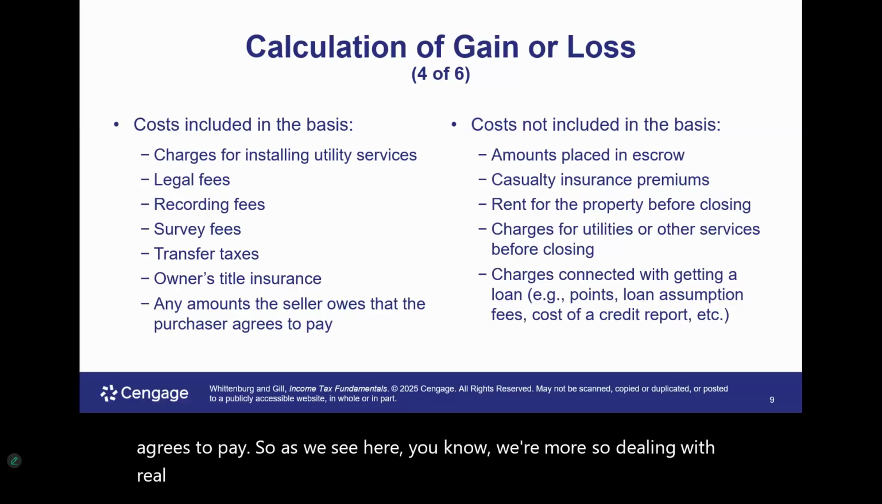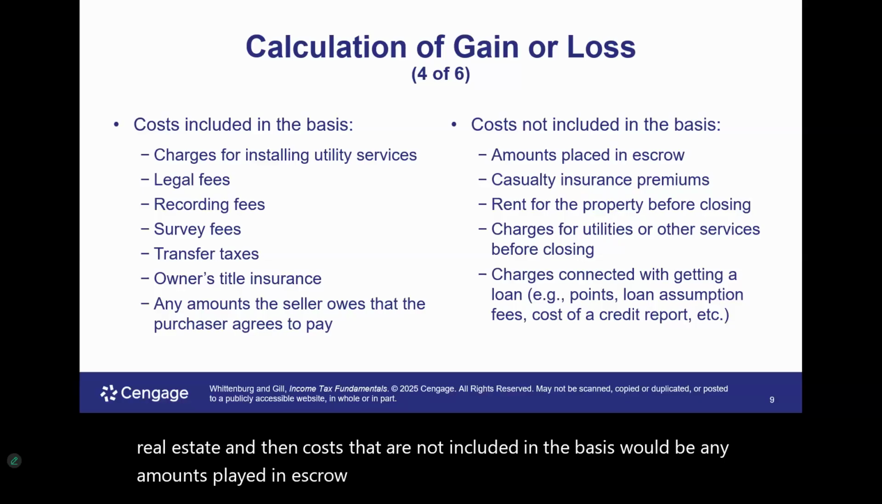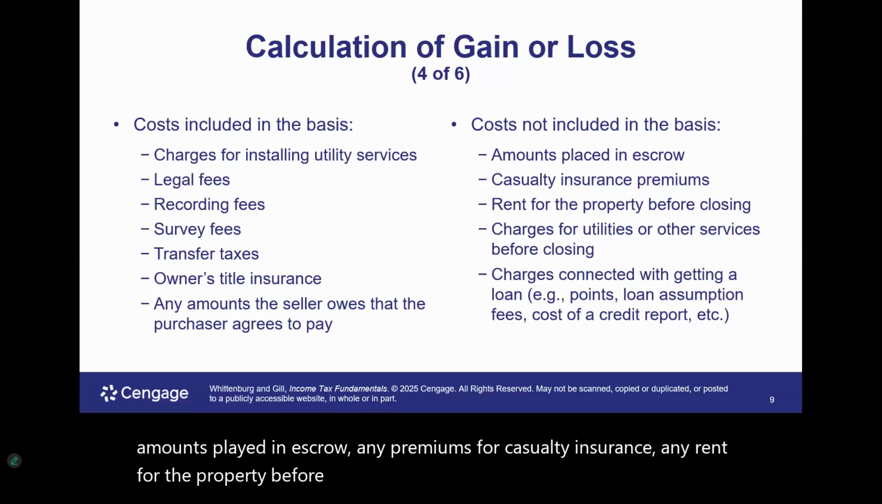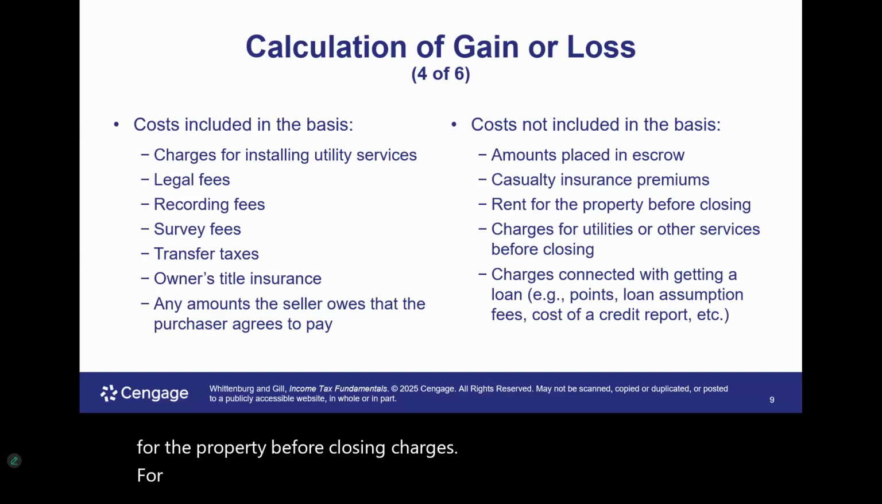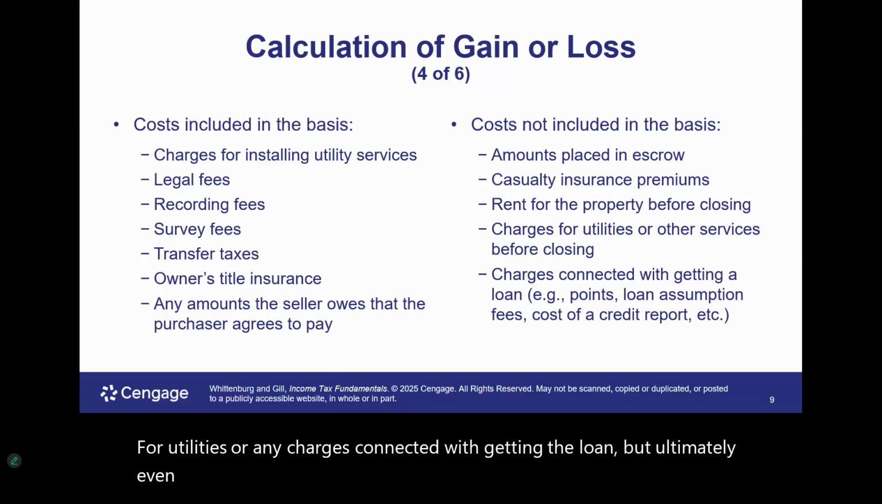And then costs that are not included in a basis would be any amounts paid in escrow, any premiums for casualty insurance, any rent for the property before closing, charges for utilities, or any charges connected with getting the loan. But ultimately, even though this is focusing in on real estate, the same thing ultimately applies in general for any capital assets.